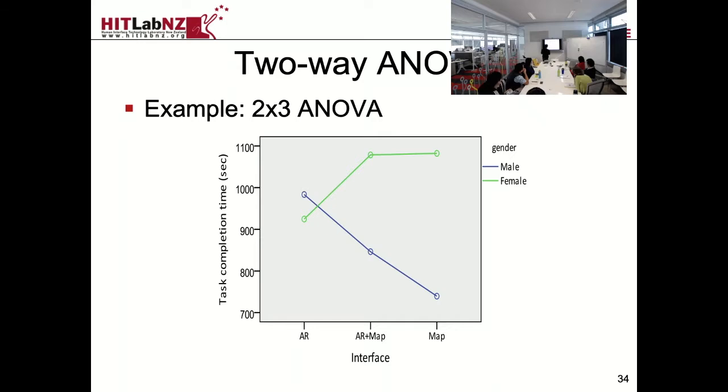So this could be the example. In this case, how many factors do we have in this graph? Two? Why? Interface and time. Three? Gender, inclusion, interface. Okay, so two or three? How do you think? Two or three?